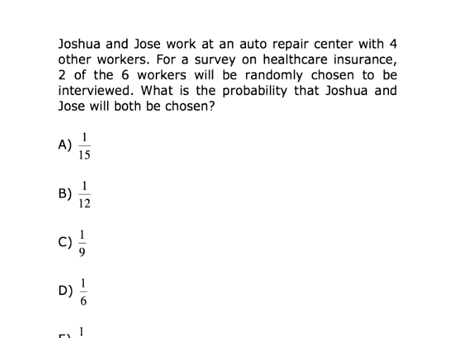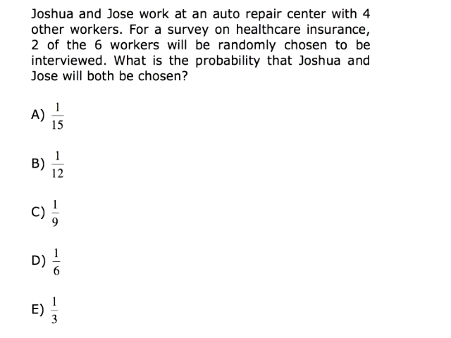Let's talk about the problem. So we can get rid of those. All right, let's get rid of those last 2 choices.